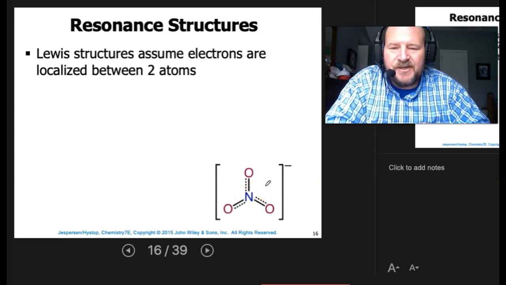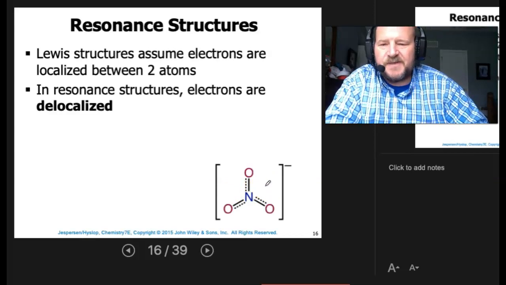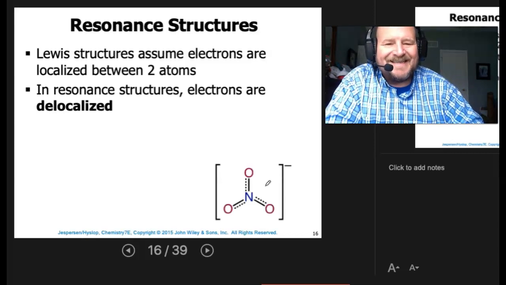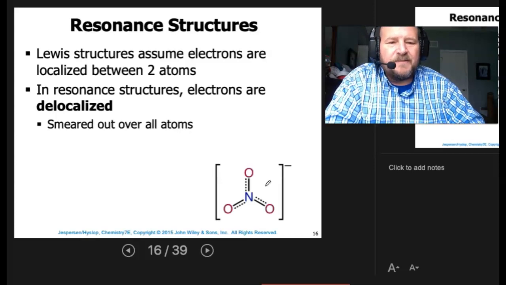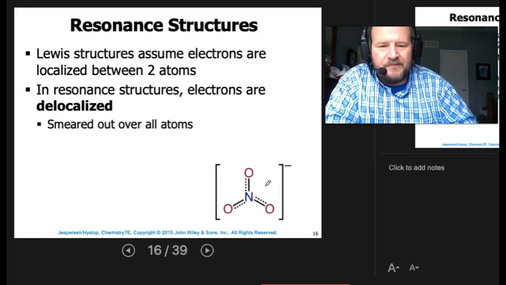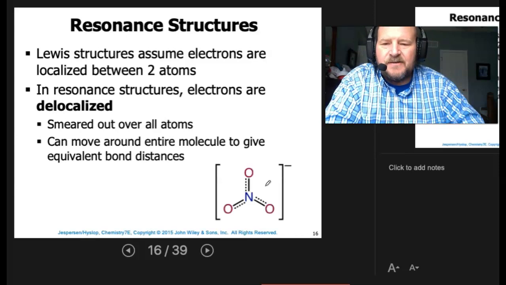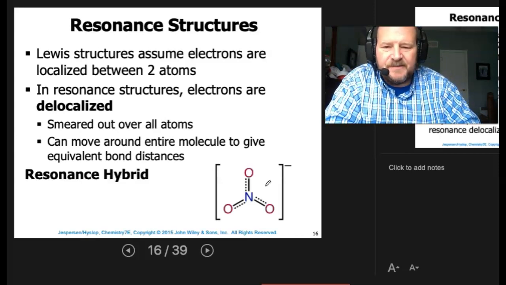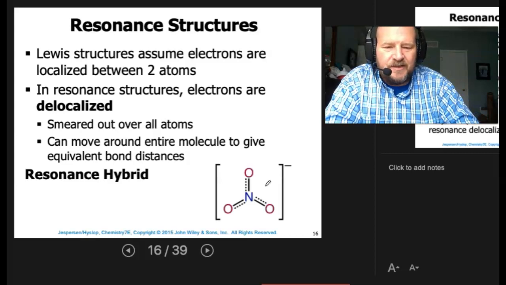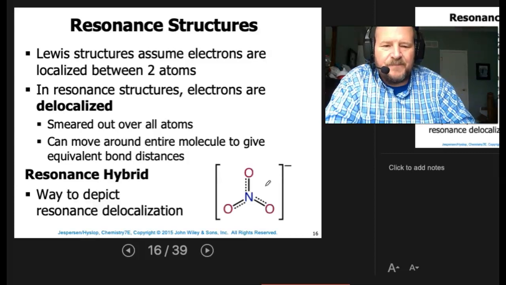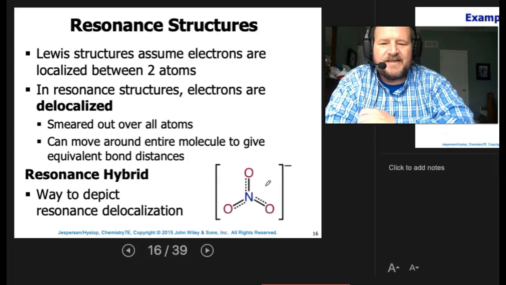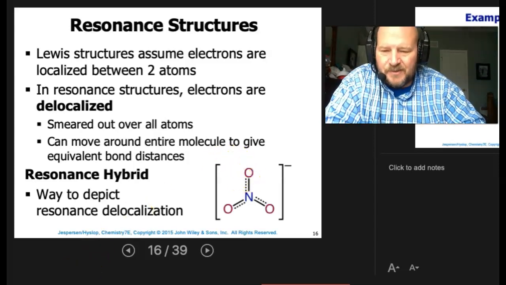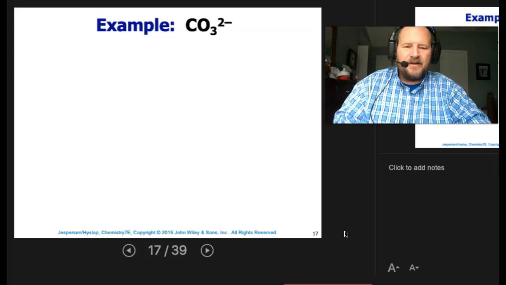So Lewis structures assume electrons are localized between 2 atoms. In resonance structures, the electrons are said to be delocalized. That means, in other words, they're smeared out over all the atoms. So we can move around the entire molecule to give equivalent bond distances. And so the resonance hybrid drawing would have those dashes in it. That's just a way to depict that resonance delocalization.